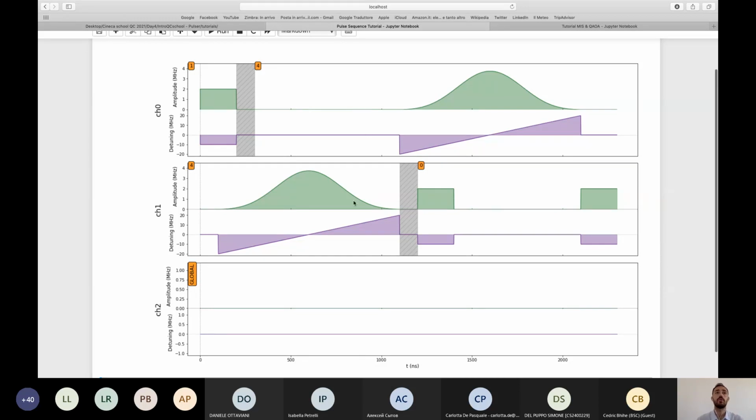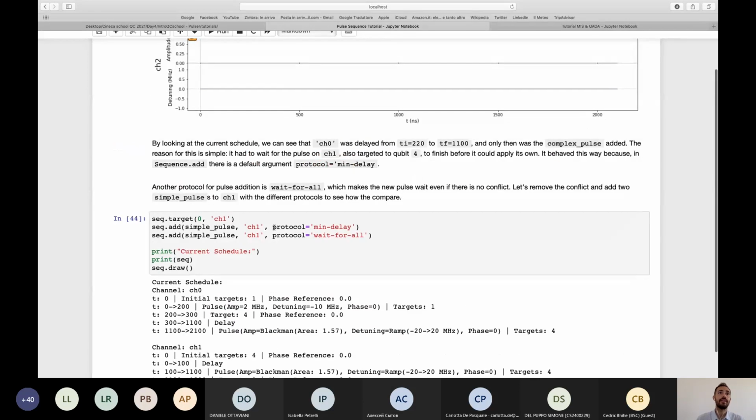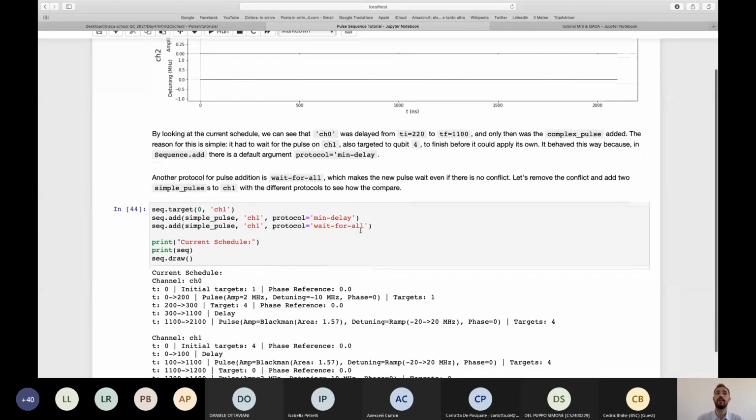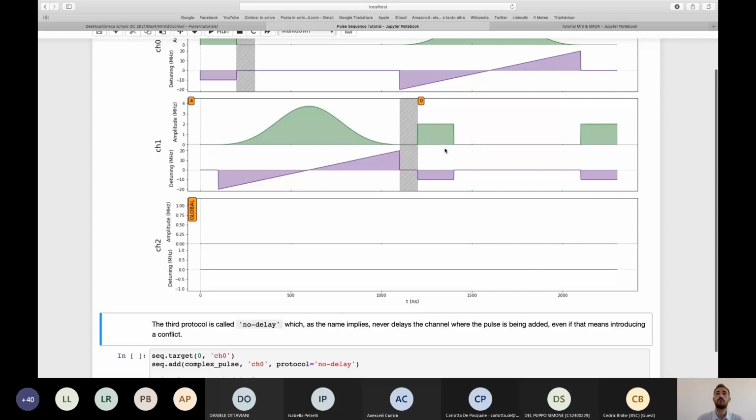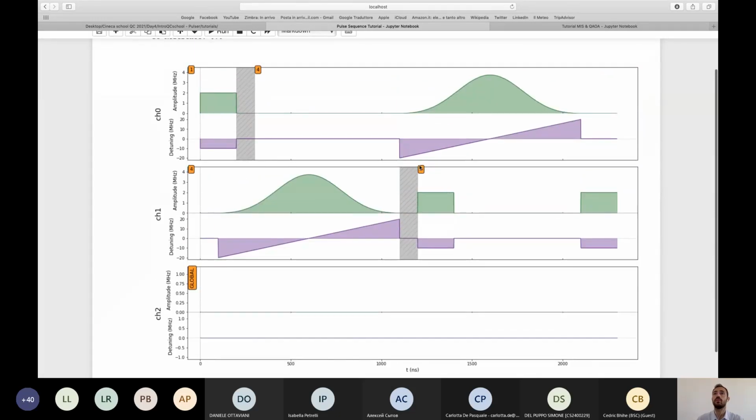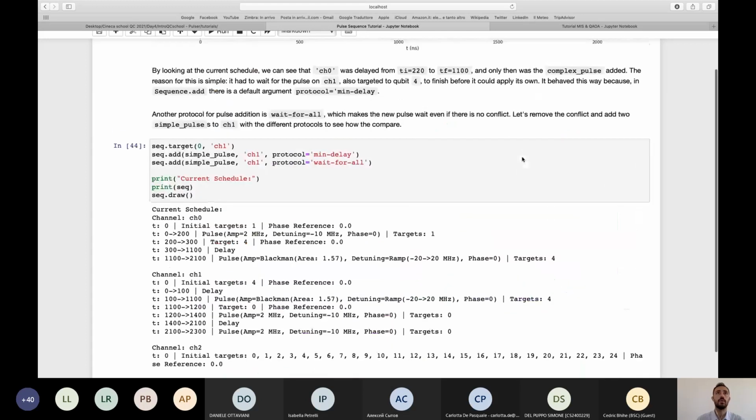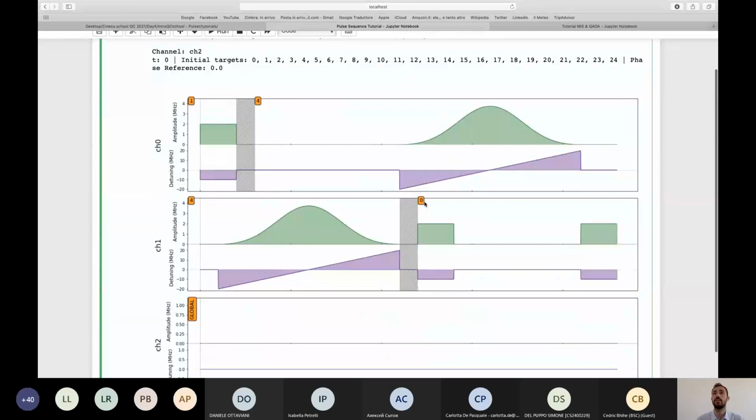So for example, here you retarget channel 1 to qubit 0, and then you apply the simple pulse with what is called minimum delay, so you don't wait anything here. You just need the 100 nanoseconds to find the target, and then you apply this pulse to qubit 0.